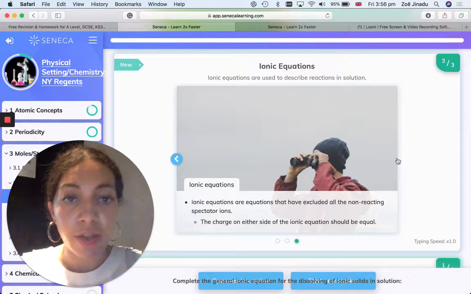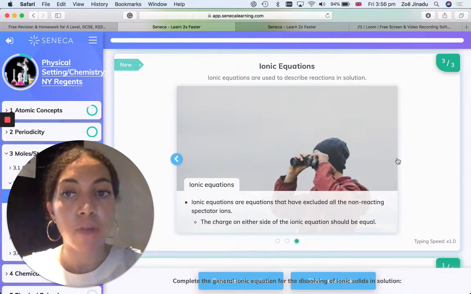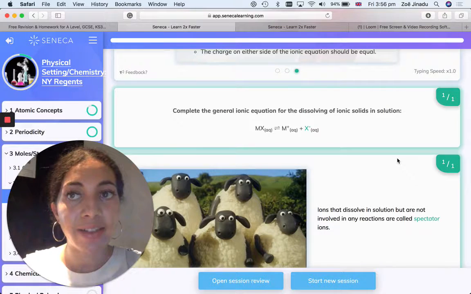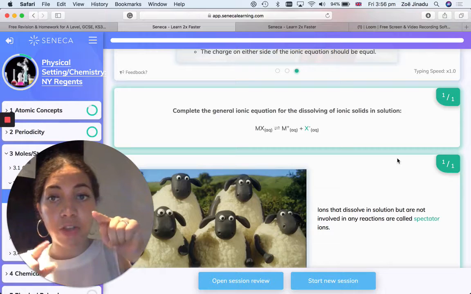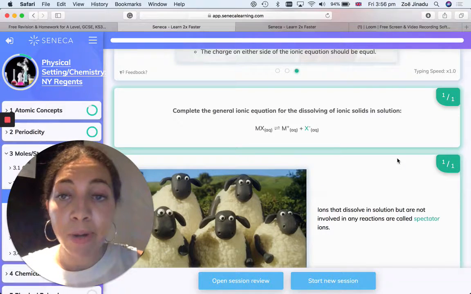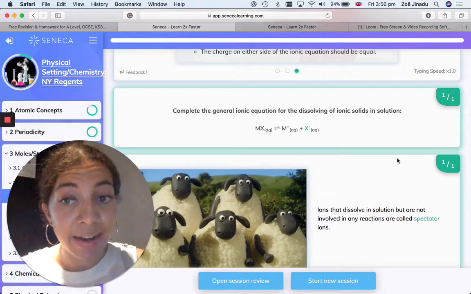The charge on either side of the ionic equation should be equal. So complete the generic ionic equation for the dissolving of ionic solids in solution. MX aqueous, and then this reversible arrow, goes to M plus aqueous and X minus aqueous.